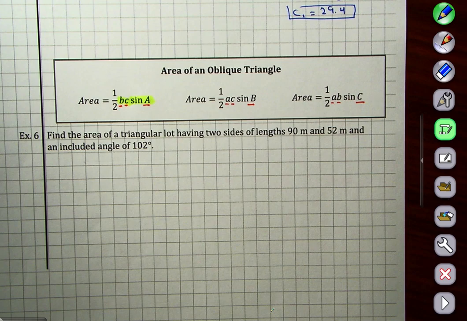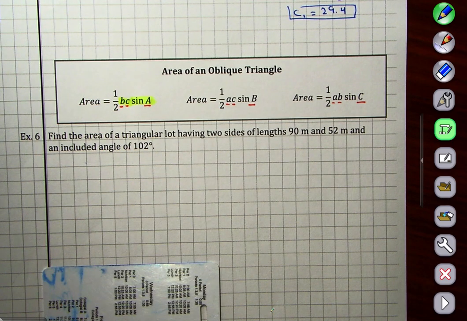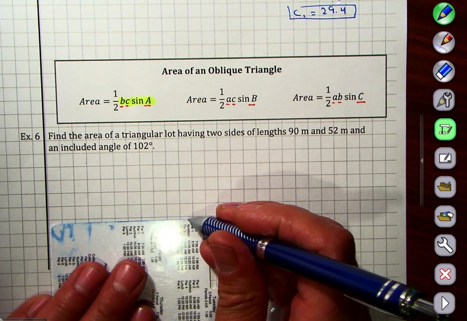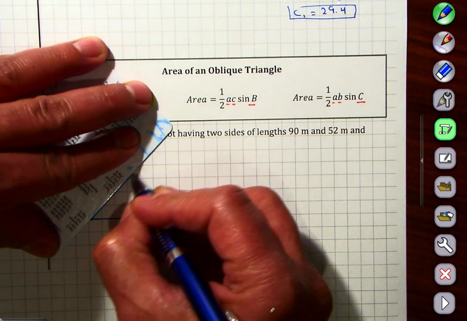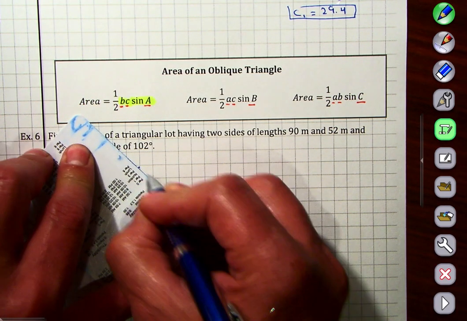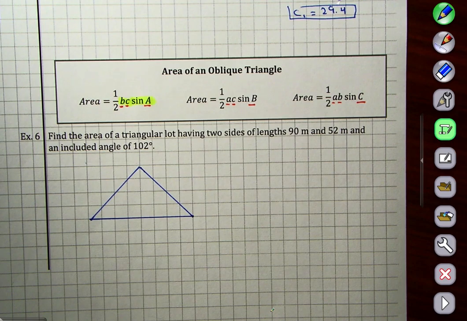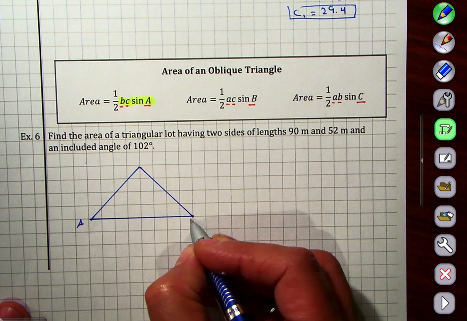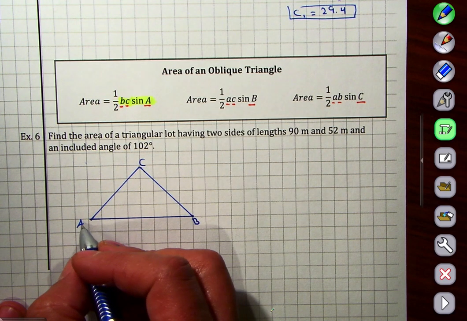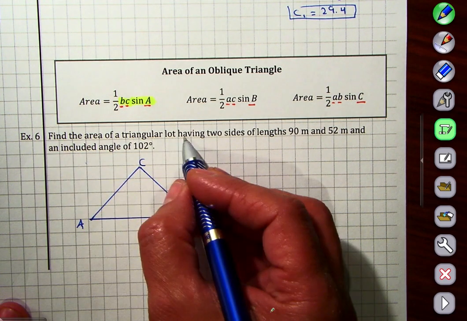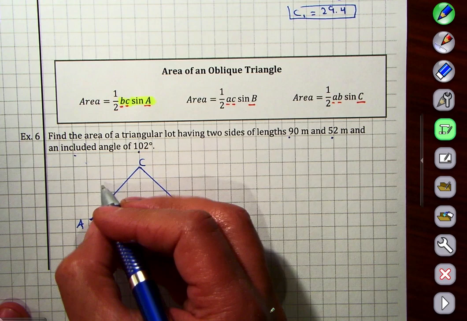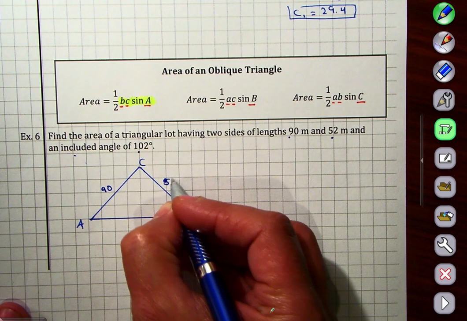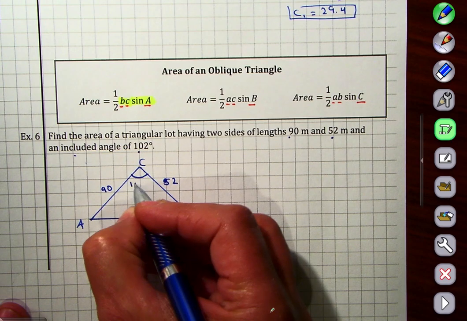Find the area of a triangular lot having two sides, 90. So let's make a quick drawing. It's nice to be able to see. I'm a more visual person, so if I can visualize it, it's easy for me to remember. So we have A, B, and C. Find the area of a triangular lot having two sides of length 90 and 52 and the included angle, so the angle in between is 102 degrees.